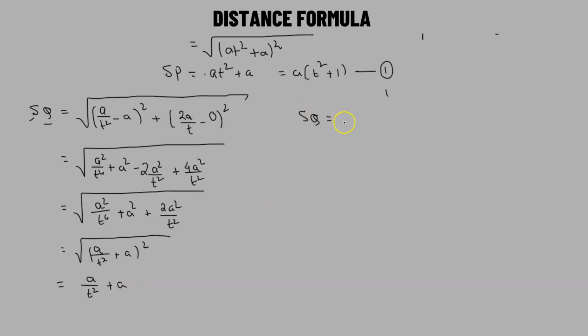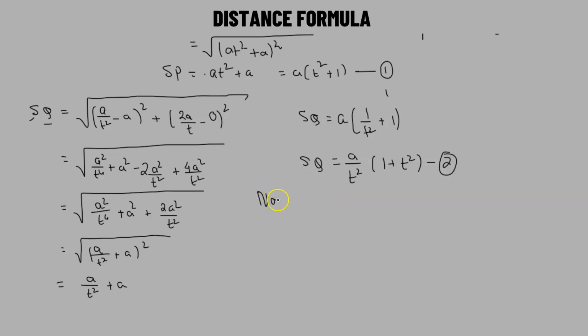So SQ comes out to be, we'll take a as the common factor. A will be multiplied to 1/t² + 1, or simply we have a/t² multiplied to (1 + t²). So let's label this as number 2. We now have the length SQ as well.